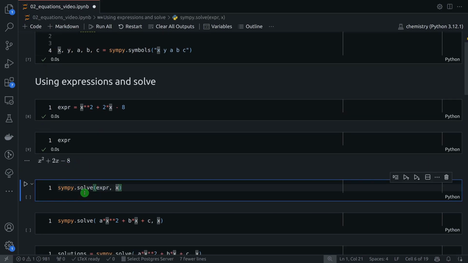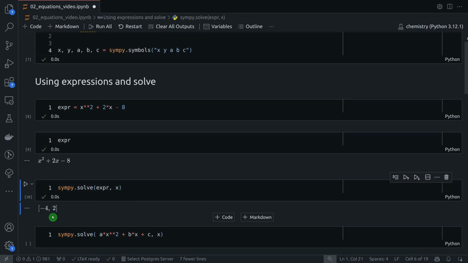To use the solve function, you need to pass the expression and the variable. So I'm passing x as the variable, and we have here the values of -4 and 2, and these are the values that are the roots of this expression. So actually, solve turns this into an equation. You can imagine that solve will take this expression, equal it to 0, and will find the values of x that will make this equality valid.